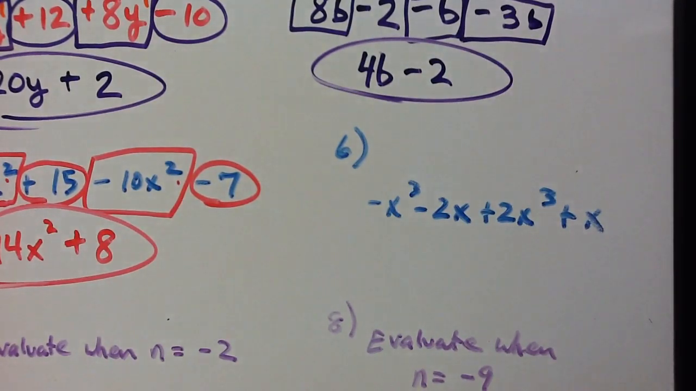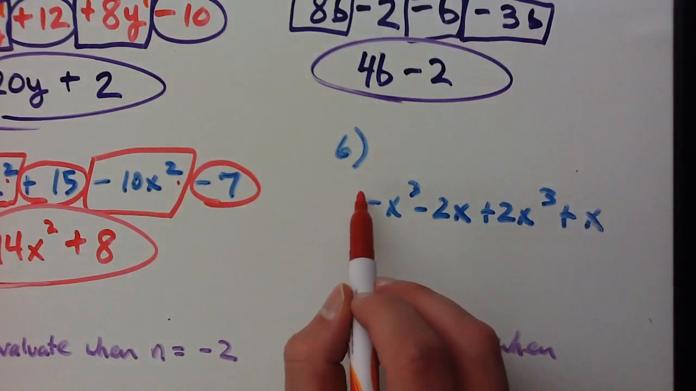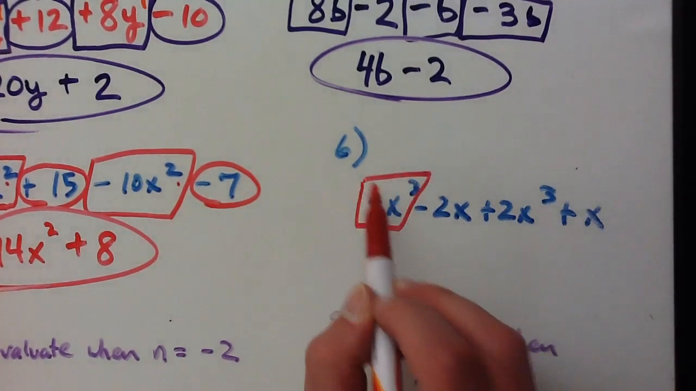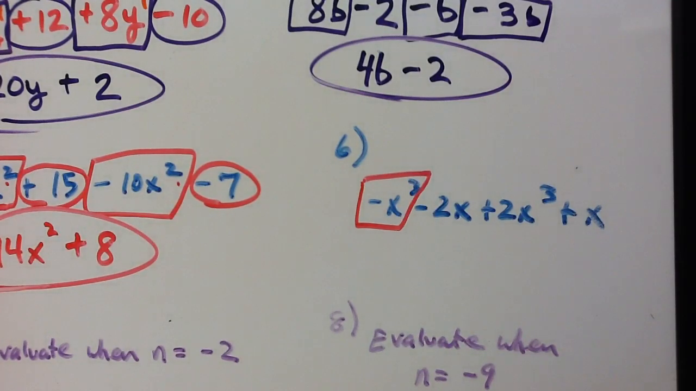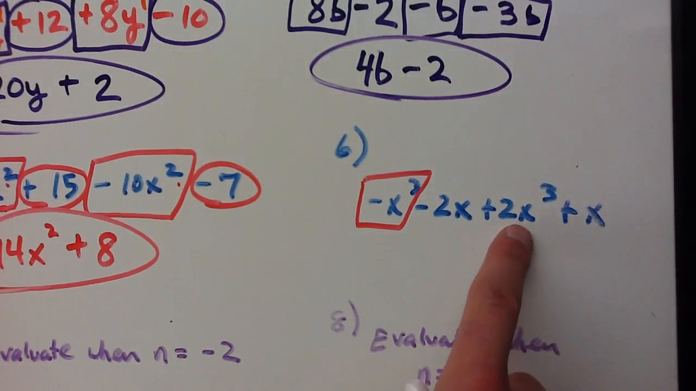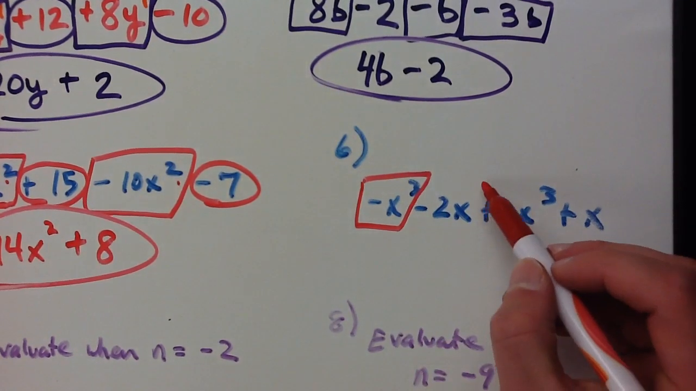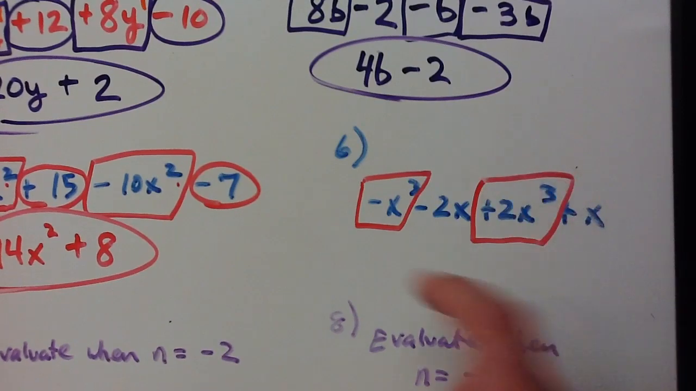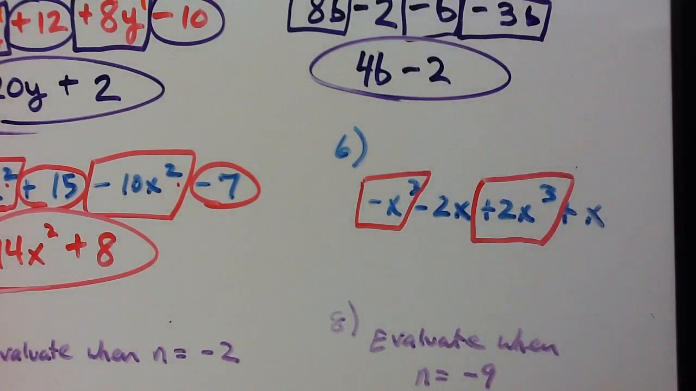Number 6, look for the like terms. There are no parentheses, so I don't need to eliminate them by the distributive property. I do need to combine like terms. Here I have a negative x, I would say negative x cubed, right? Because when the exponent is 3, we can say cubed. Are there any other x cubed terms? Right here, right? Isn't this a positive 2x cubed? So I'm going to put it in the same shape. Put them both in boxes, and let's add their coefficients.